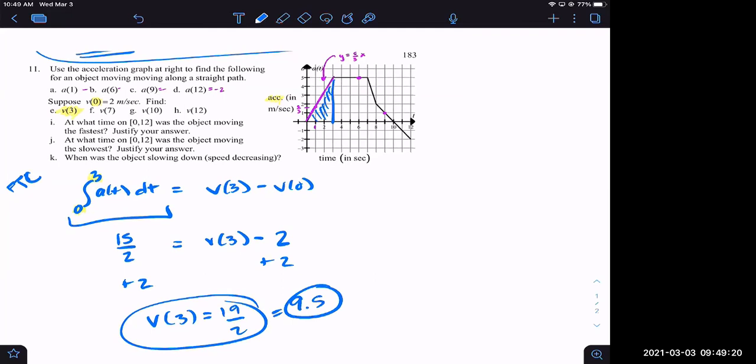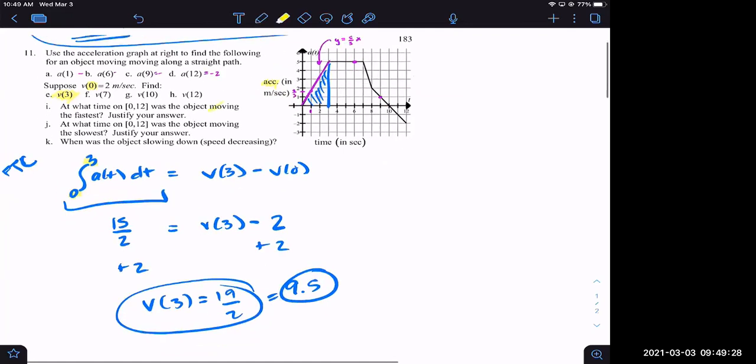Okay, on I, when it says at what time in the interval from 0 to 12 is the object moving the fastest? Moving the fastest, what are we analyzing? What are we trying to find? Speed? Okay, what about speed versus velocity? I guess speed, you're right, so we need it to be positive. And they're asking us for fastest, I'm thinking this is the max.